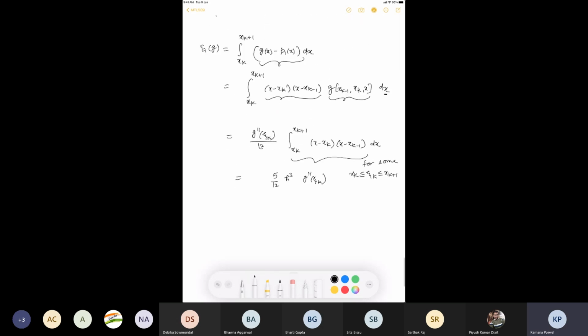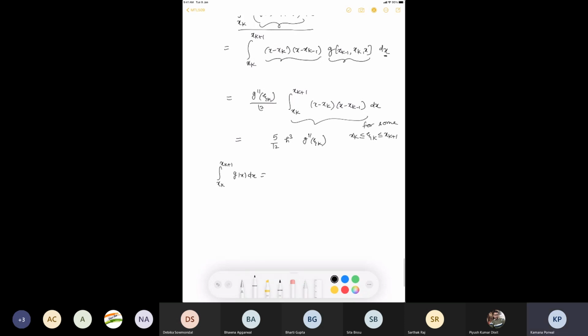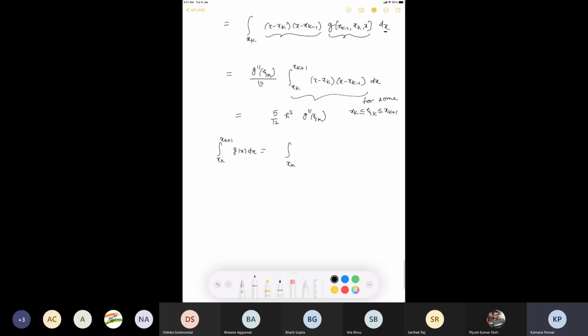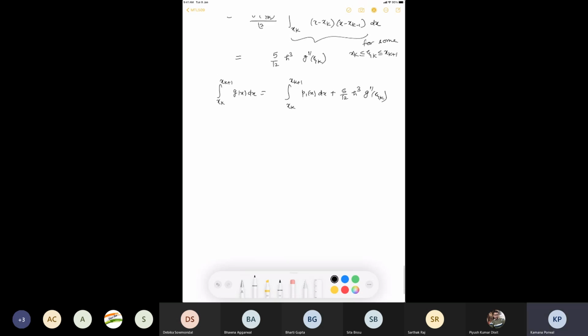Therefore, what you can see from here is that the integration of g is basically the integration of p1 plus this factor, the integration from xk to xk+1 of p1 plus 5 by 12 h cube g double prime of xi k. This you can observe directly from here, as I'm taking the p1 factor to the right hand side.